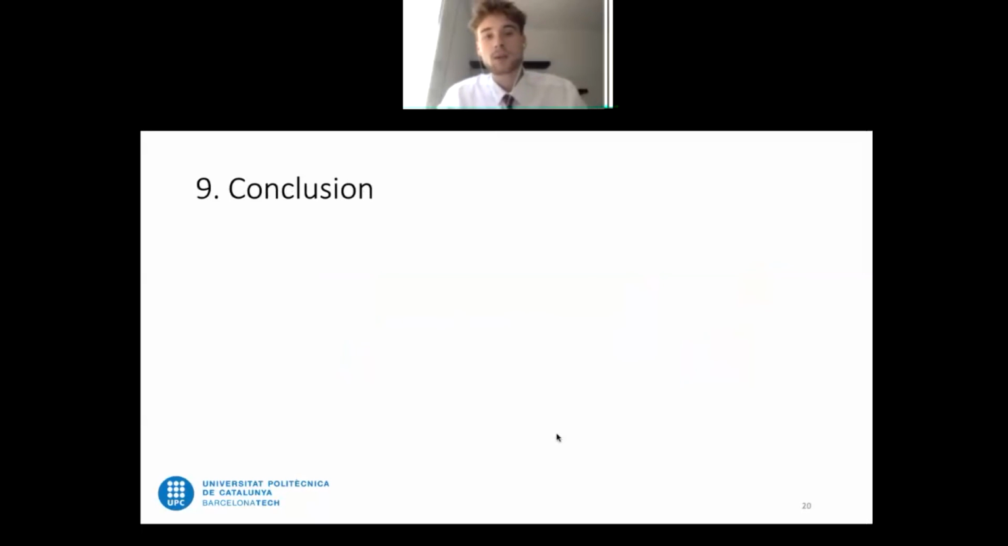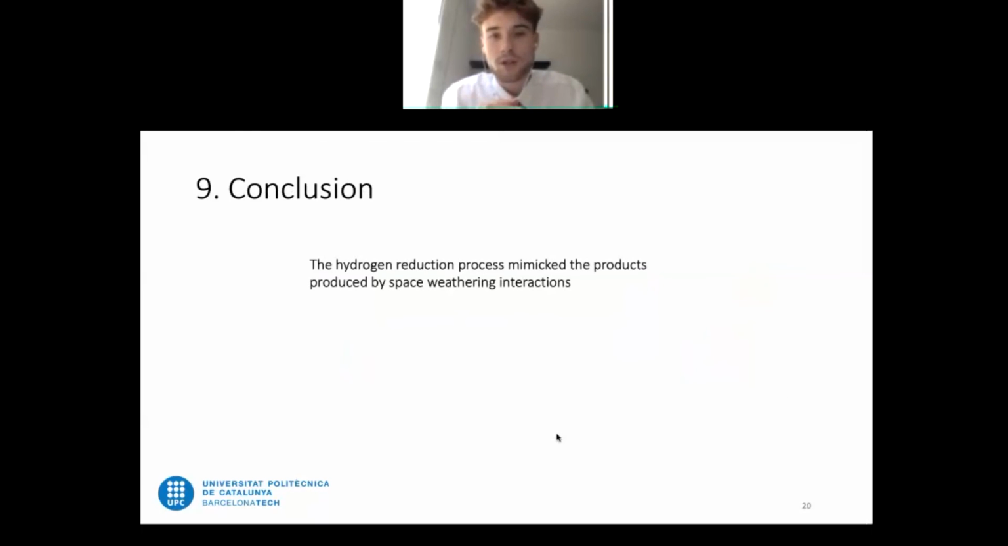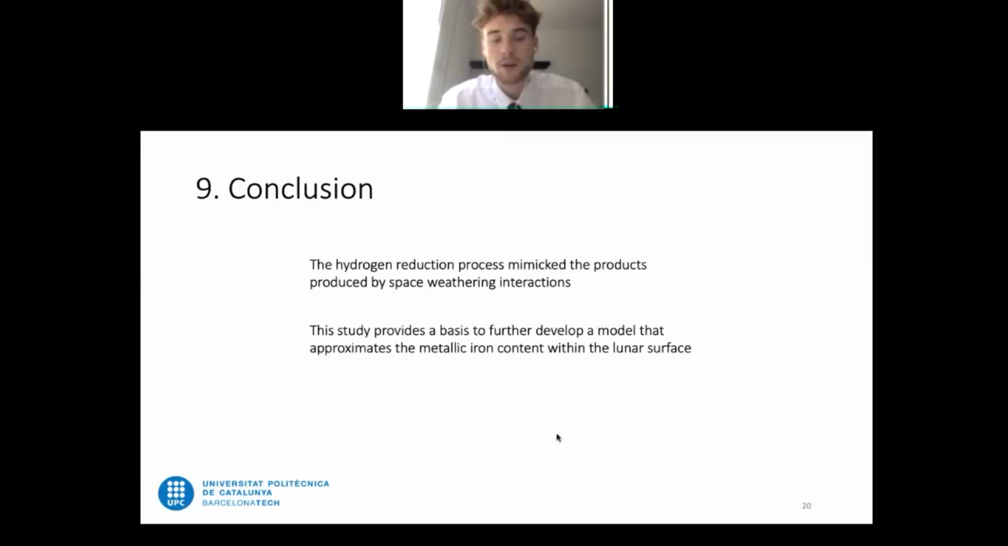So, in conclusion, ultimately we found that the hydrogen reduction process did indeed mimic the products produced by the space weathering interactions that occur on the surface of the Moon. And also, this study provides the basis to further develop a model that will approximate the metallic iron content within the lunar surface. But what factors should be furthered with regards to this model?